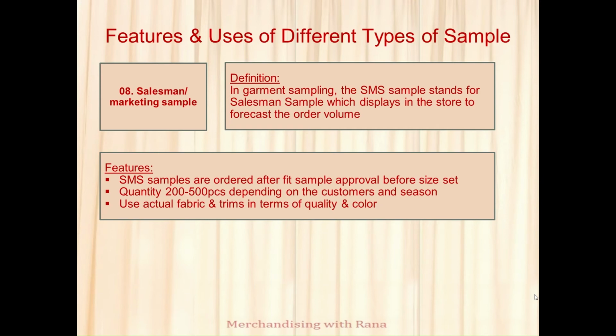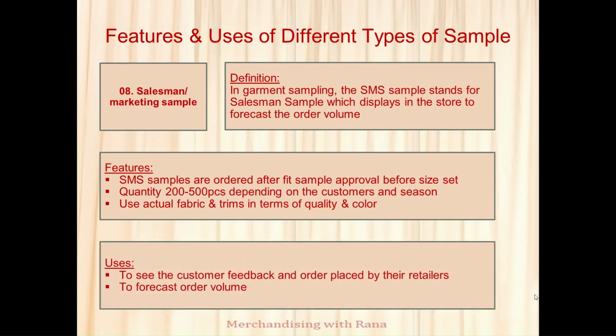And here actual fabric and trims are being used in terms of quality and color. No alternatives can be used. Uses: to see the customer feedback and orders placed by their retailers, and forecast order volume. Actually, it is a trial small order for any new style or new color to see how much consumers can grab or like any style.